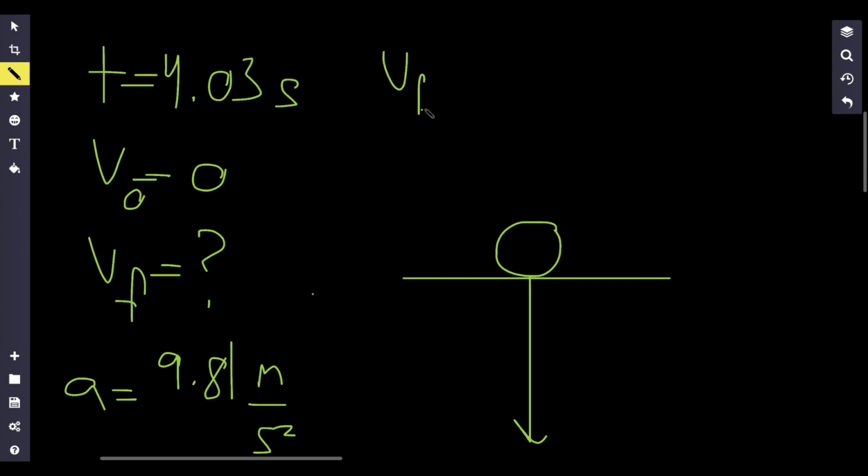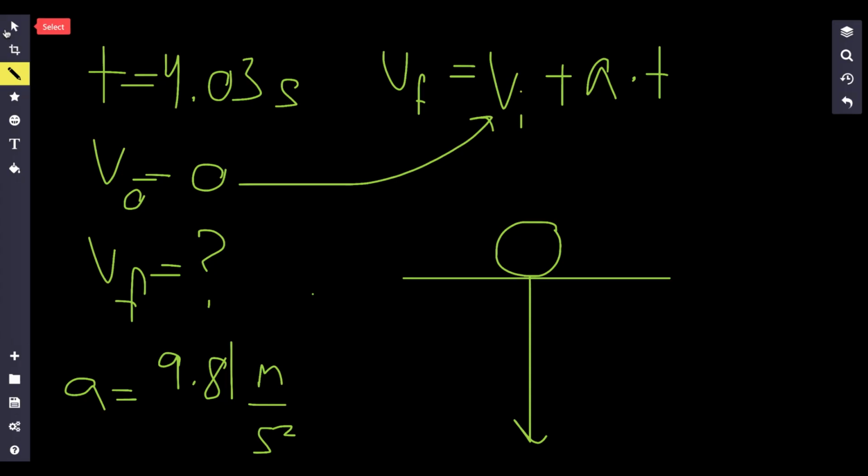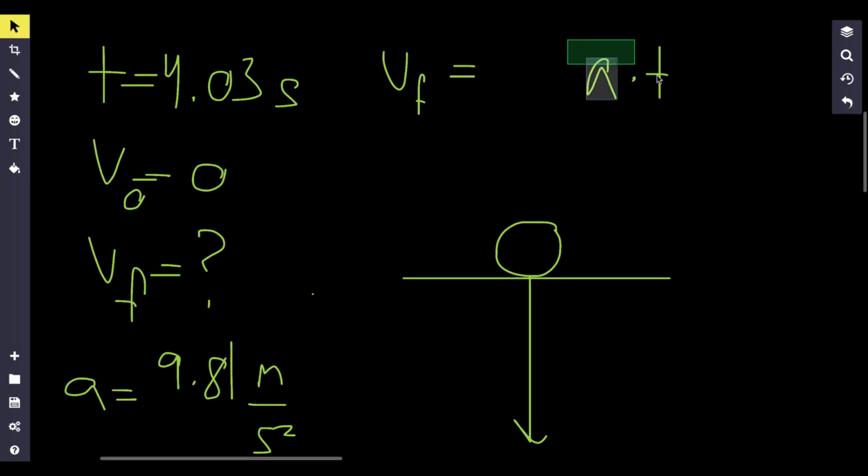So recall this kinematic equation. Velocity at the final state is equal to the initial velocity plus the acceleration multiplied by time. Now, we said our initial velocity was 0, so that basically can go away. And we just get that the final velocity is just the acceleration multiplied by time.